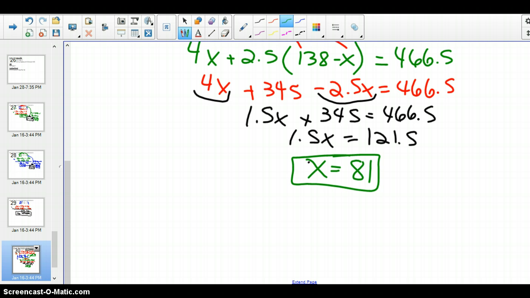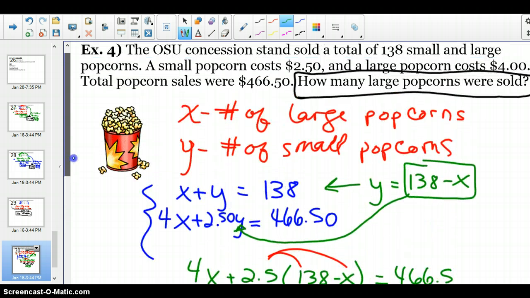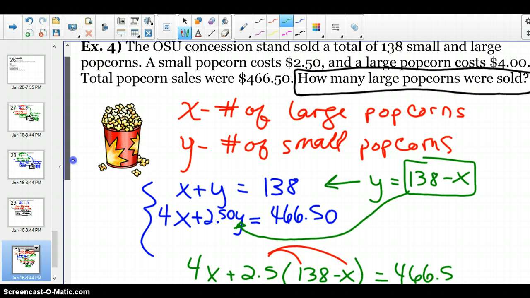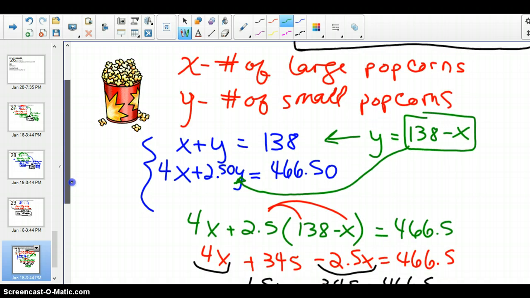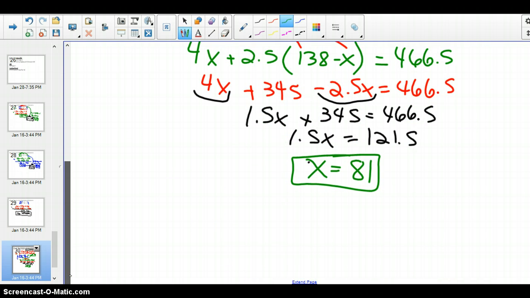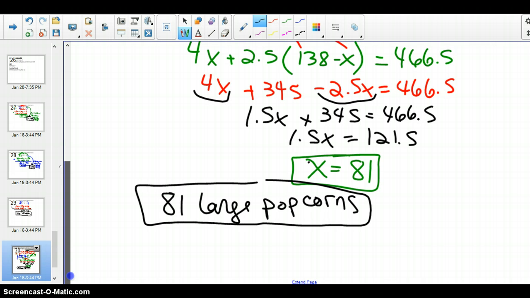All right, and so the question asked me to find the number of large popcorns. And x is my variable that gives me the number of large popcorns. So I can say 81 large popcorns. All right. That is all.